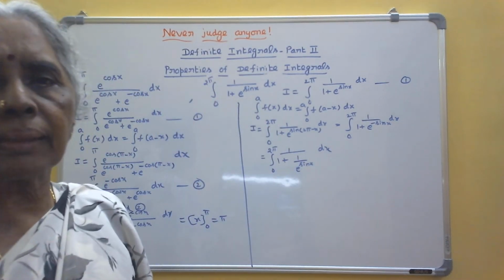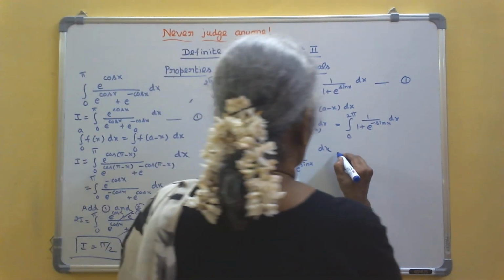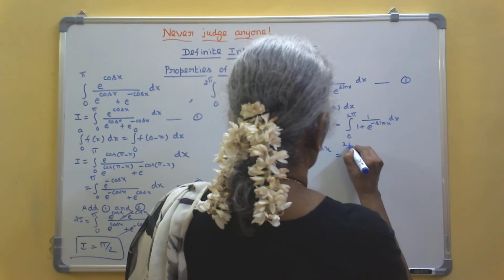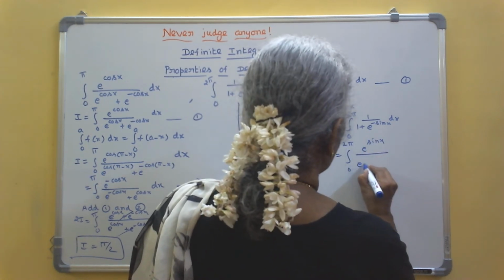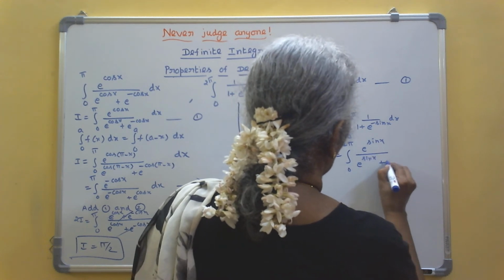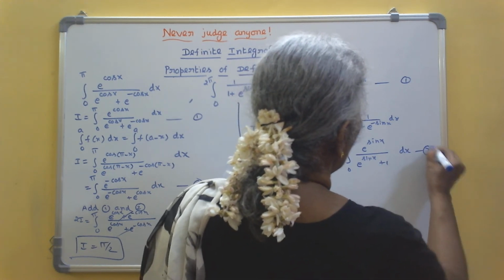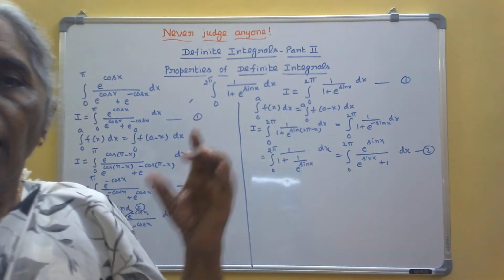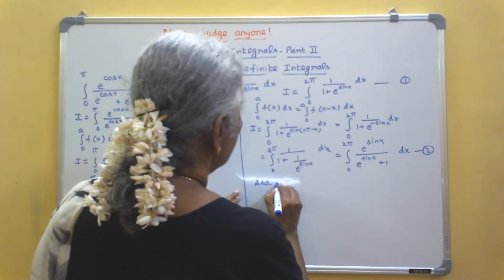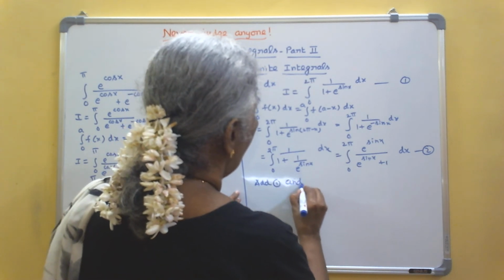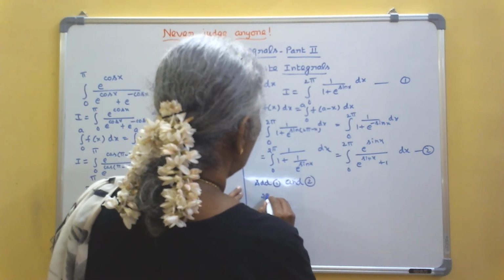Take the LCM here. That e power sin x will go to the numerator. So we will get integral 0 to 2 pi e power sin x by e power sin x plus 1 dx. Mark this as 2. Add 1 and 2. You will be getting 2I.